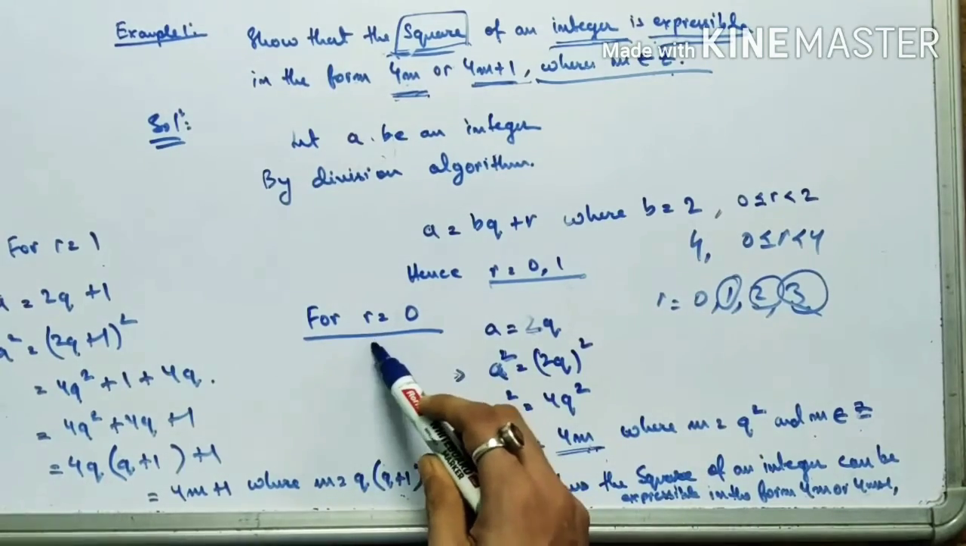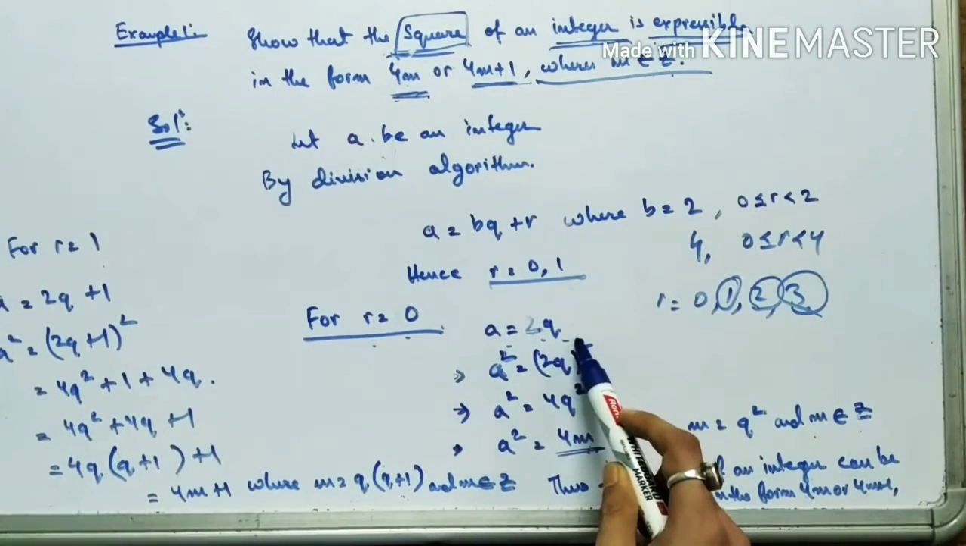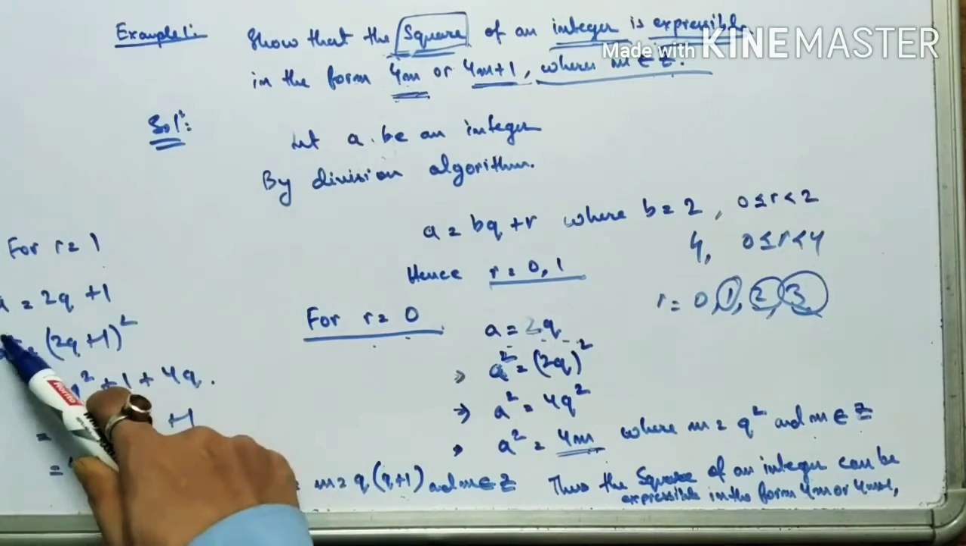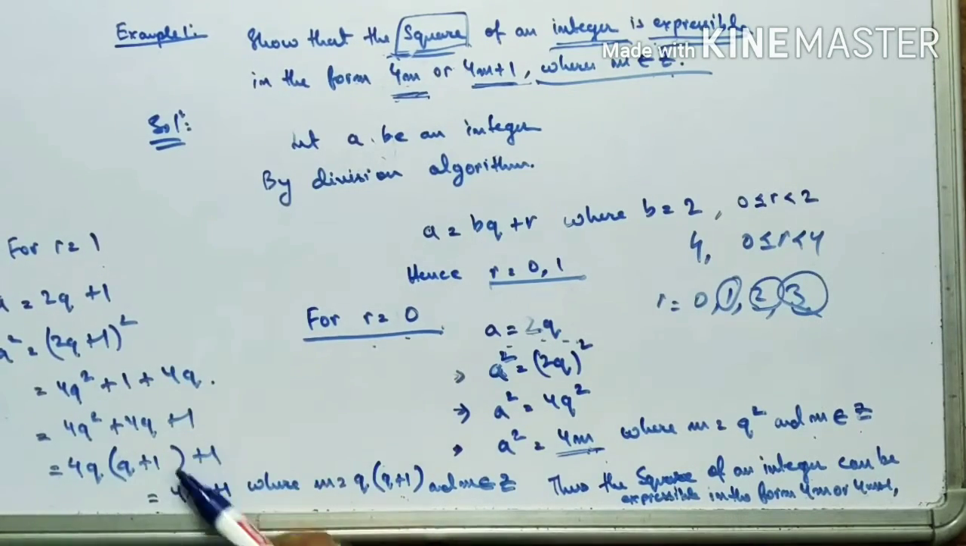So therefore for r equals 0, a equals 2q. Squaring both sides, a squared equals 4m, where m equals q squared and m belongs to Z. Next, again for r equals 1, a equals 2q plus 1. Squaring both sides, I will get this. Now I will have to see whether I can express this expression as 4m plus 1 or not. Yes, it equals 4m plus 1, where m is this whole value, m equals q plus 1, and m belongs to Z.